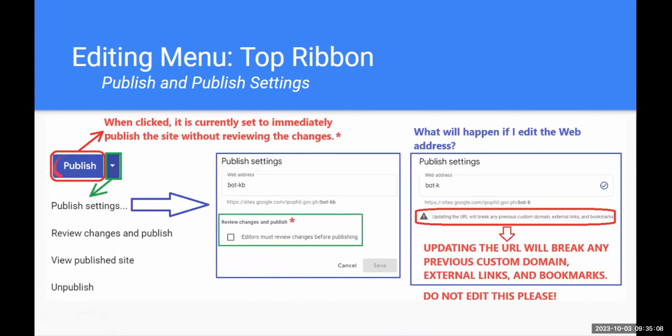So beside publish, you're going to see a drop-down button, which will give you all these other options. But let's focus on publish settings first. So in publish settings, like I said, this toggle affects this, but let's look at this. So like I said, BOTKB, this is the folder or the location of the digital library. So if you edit that, what will happen?